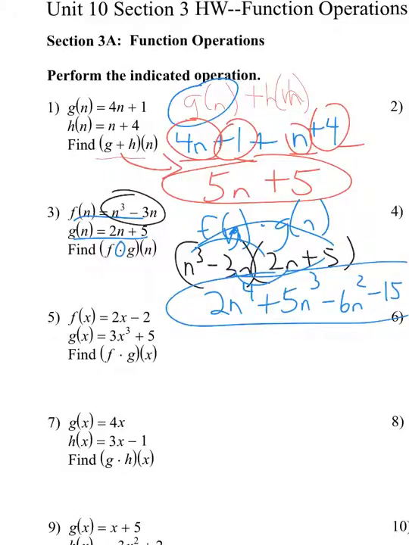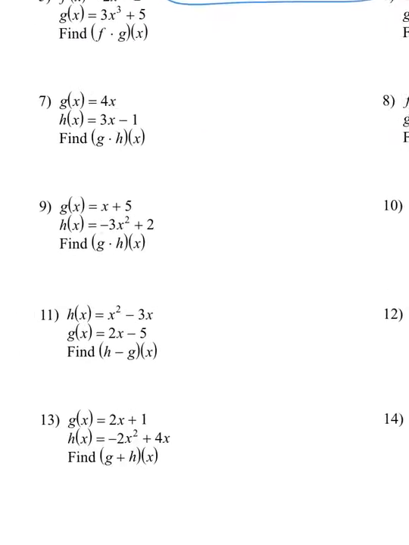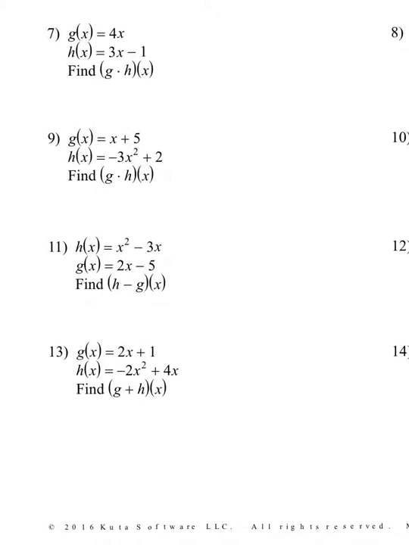Go down to number 11. So now I have subtraction. So I'm going to take h of x and I'm going to subtract g of x. So h of x is x squared minus 3x. Now I'm going to subtract g of x. G of x is a binomial, so it's subtract.